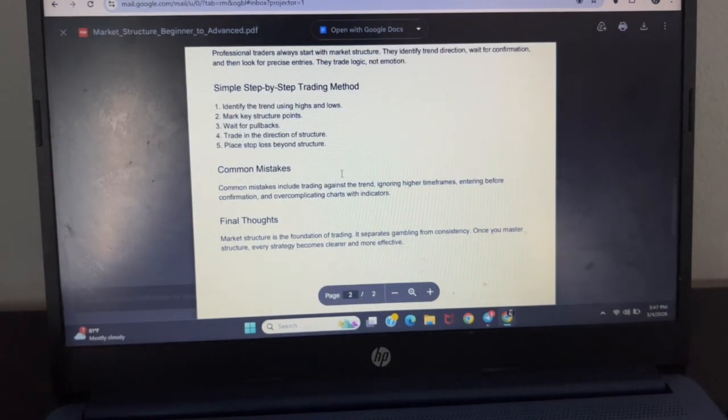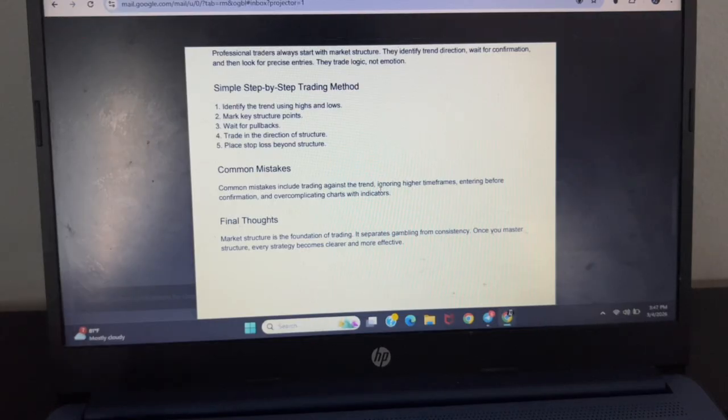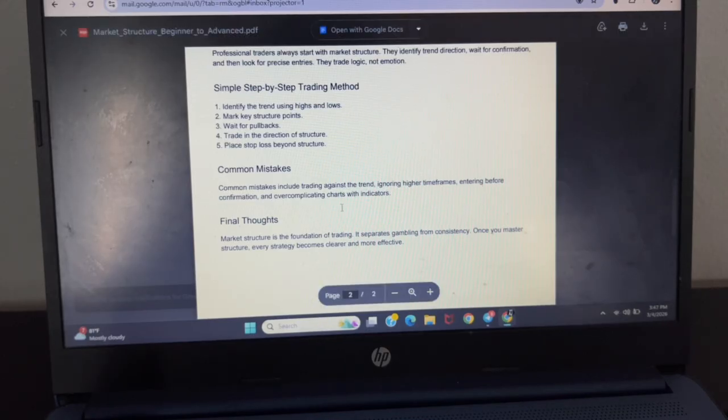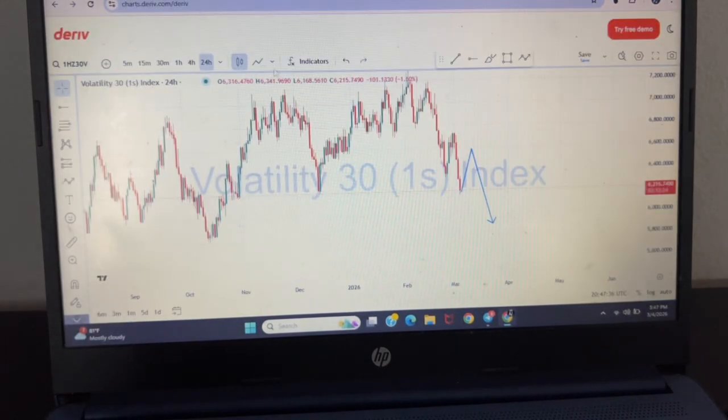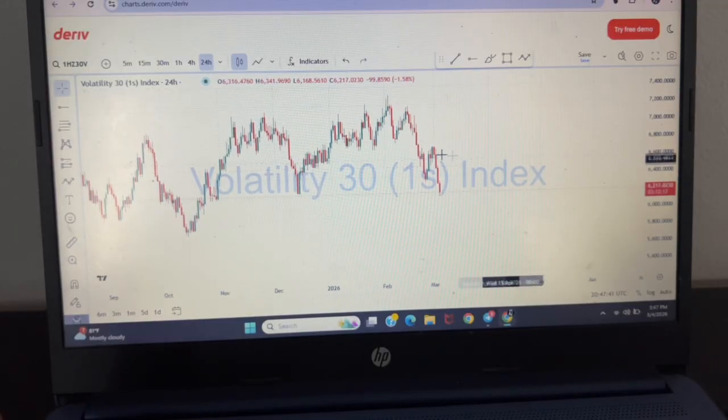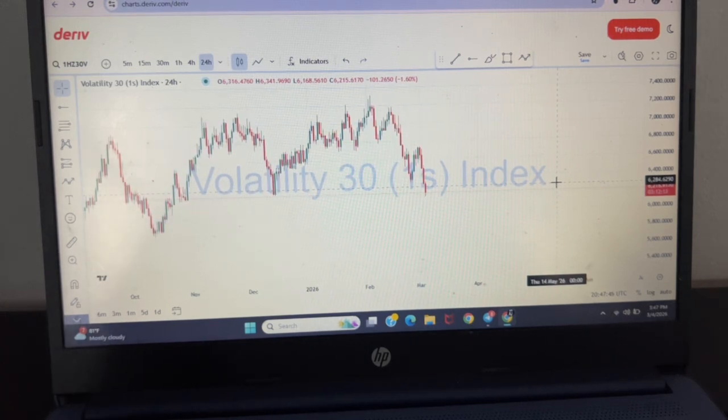Simple as that. Common mistakes traders make, beginner traders make, honestly. Common mistakes include trading against a trend, ignoring higher time frames, entering before confirmation, and overcomplicating charts with indicators. We don't use indicators, we just use strictly price action. We use strictly market structure. Whatever the market gives us, that's what we use. We don't use no indicator to identify that the market is giving us this or that.